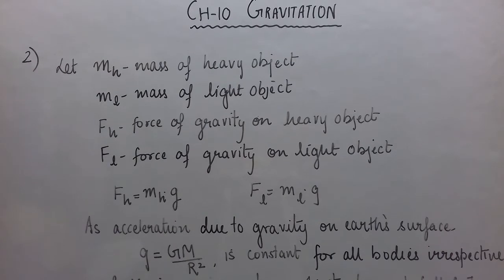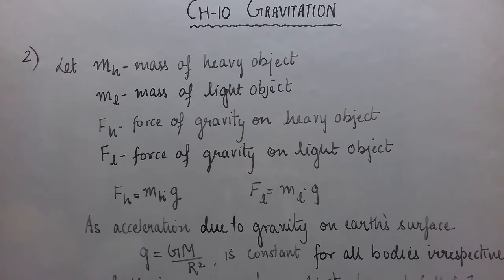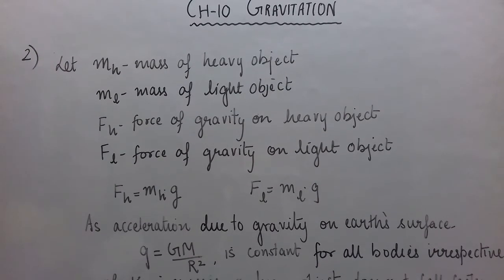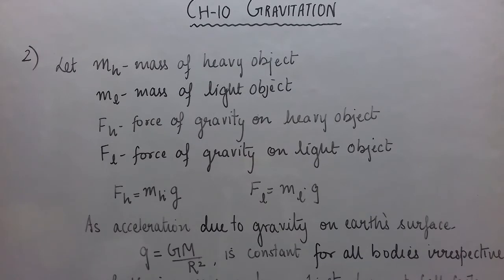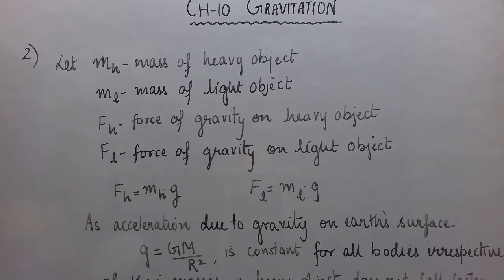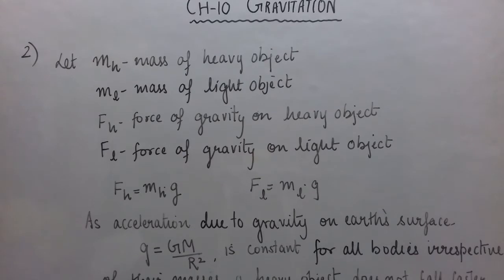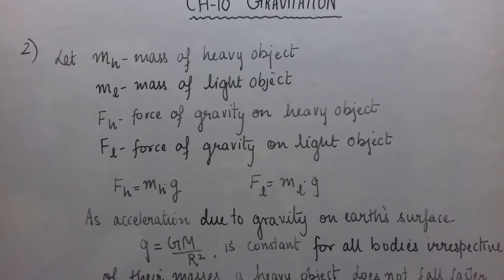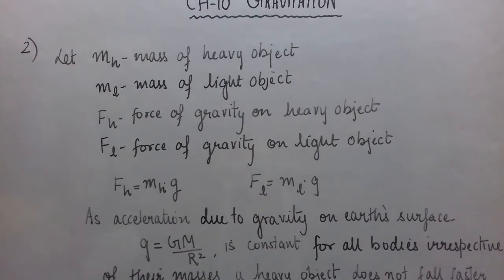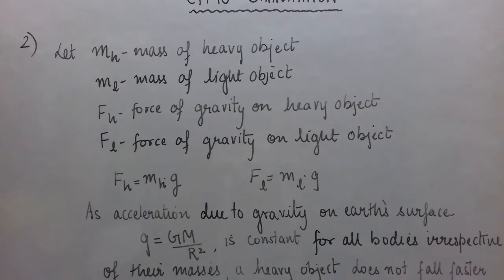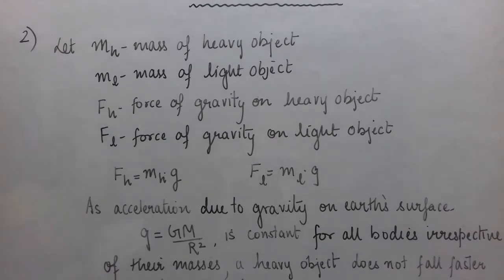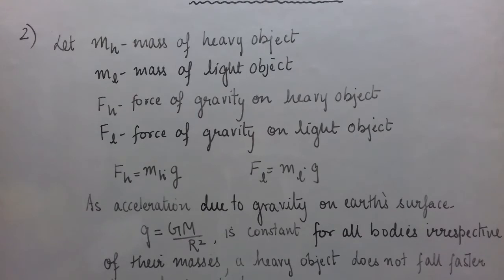Now the second question. Gravitational force acts on all objects in proportion to their masses. Why then a heavy object does not fall faster than a light object? Listen to the question carefully. Gravitational force acts on all objects in proportion to their masses. We know that according to Newton's universal law of gravitation, the gravitational force between two bodies is directly proportional to the product of their masses. Why then a heavy object does not fall faster than a light object?